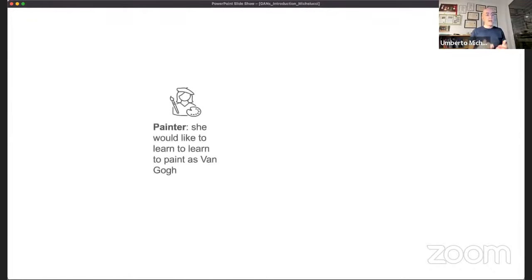Okay, so generative adversarial networks. I think the best way to understand them is to use an example that has nothing to do with neural networks. The story is the following. Imagine that there is a painter, and we will call her Susie, who wants to learn to paint like Van Gogh. She wants to learn to produce paintings that are as similar as possible to Van Gogh paintings.